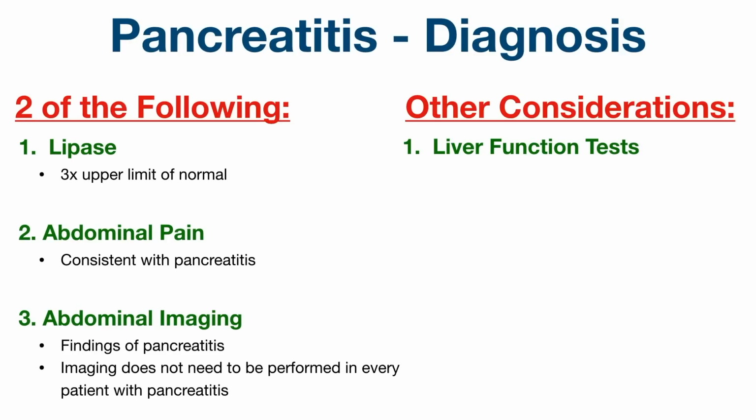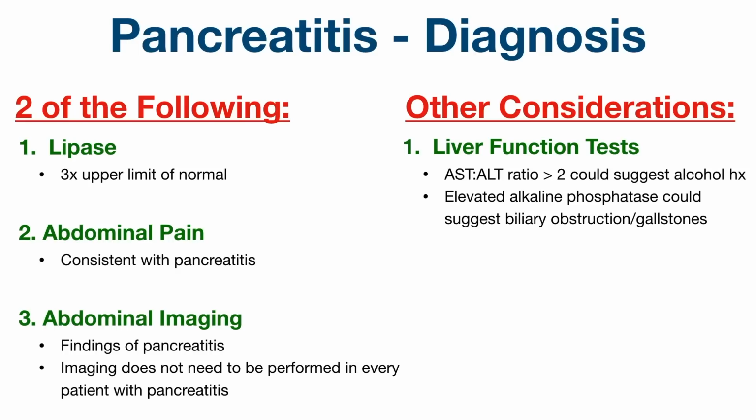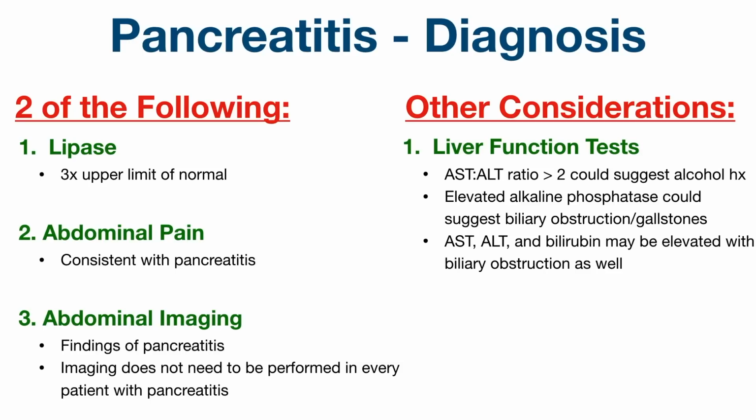Other considerations for workup include a liver function test. An AST to ALT ratio greater than 2 could indicate alcoholic liver disease, and this could suggest alcohol abuse as an underlying cause to the pancreatitis. An elevated alkaline phosphatase may suggest biliary obstruction. For example, this could be from gallstones or a pancreatic mass. AST, ALT, and bilirubin levels may be elevated in the case of biliary obstruction as well.